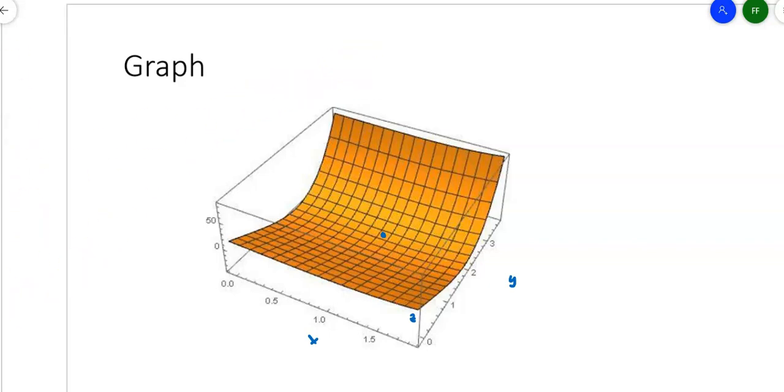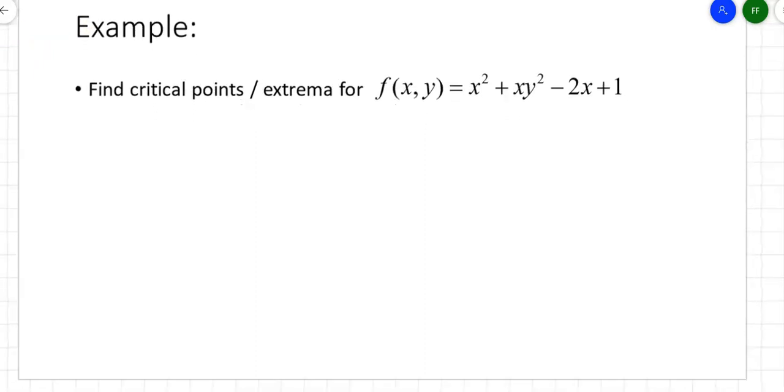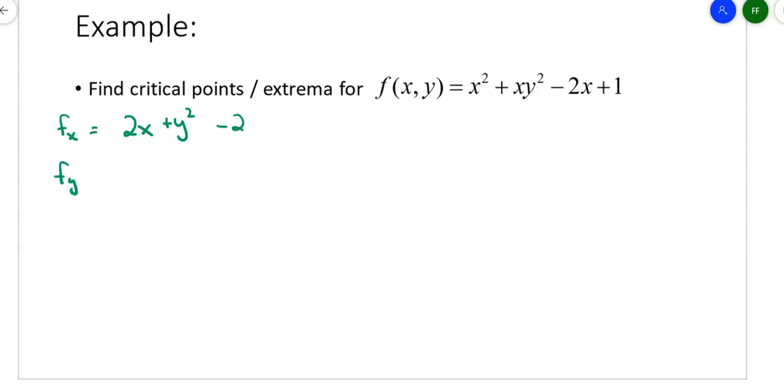All right, let's take a look at another case. In this case, I'm looking for, again, critical points and extrema for this function that's listed here. So let's take some partial derivatives and find some critical points. So the partial derivative of f with respect to x is going to give me 2x plus y squared minus 2. The partial with respect to y will give me 2xy.